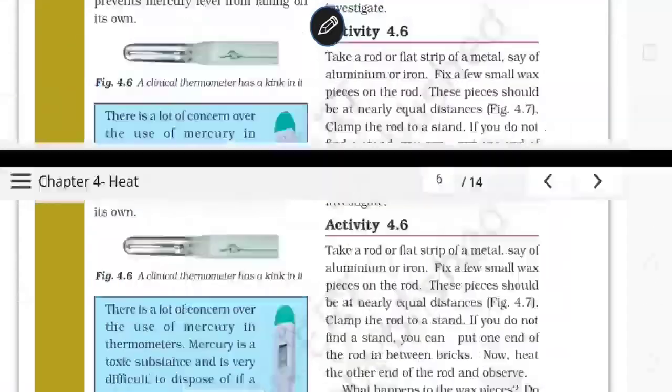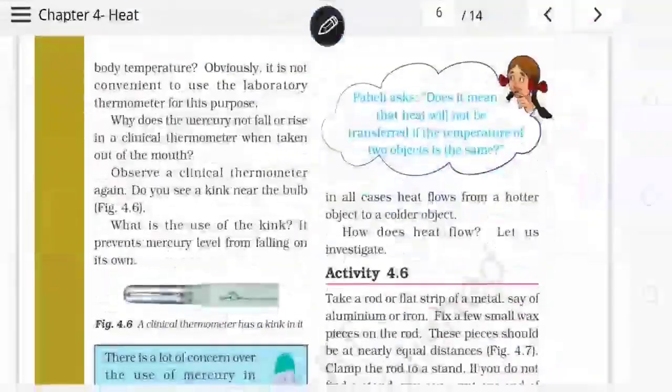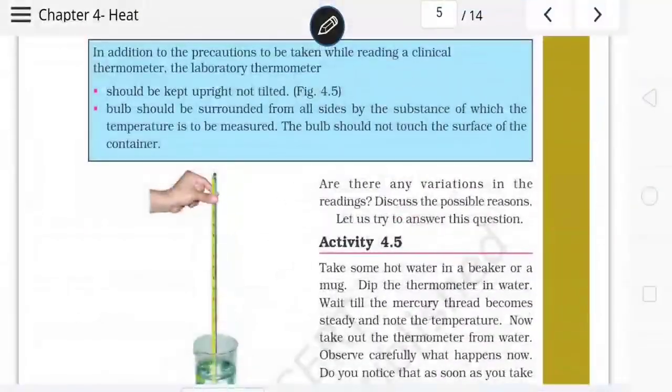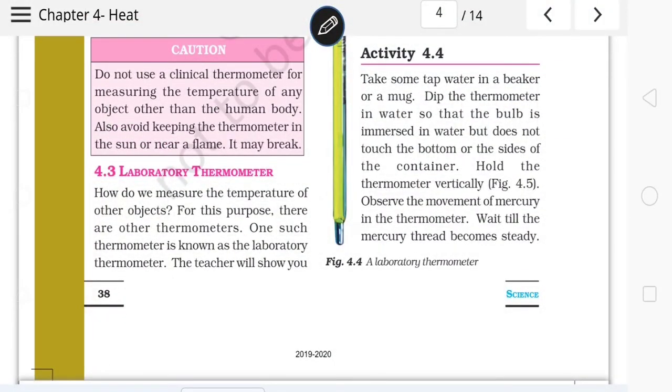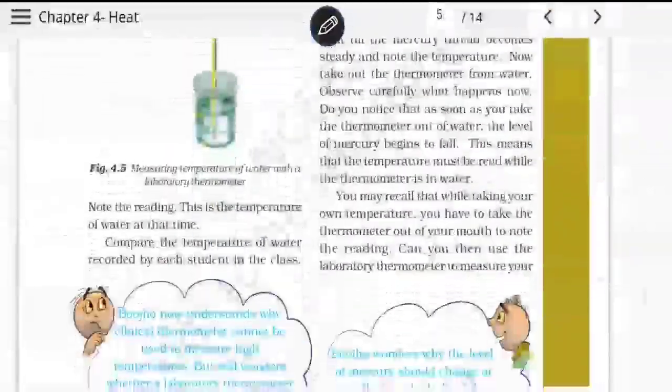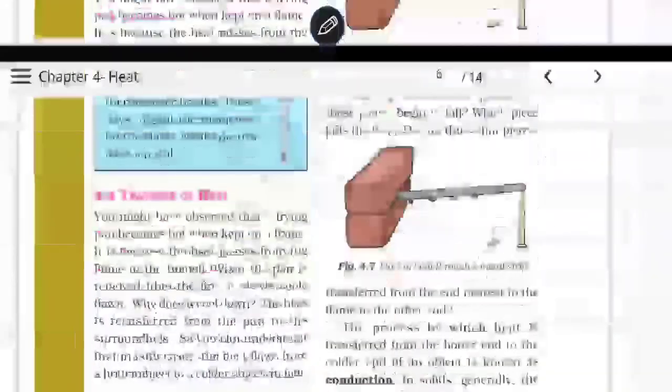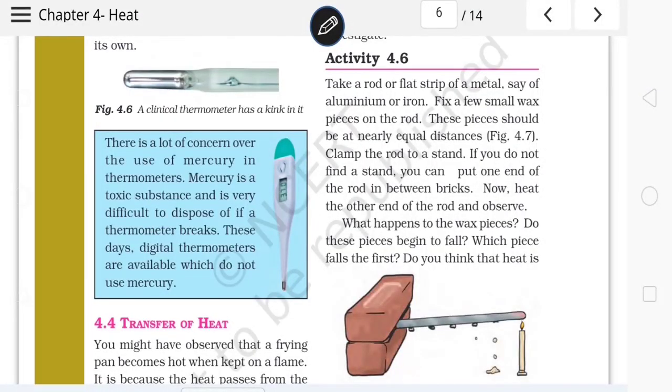Okay, so today we have discussed the laboratory thermometer, and also we have done a quick revision of the clinical thermometer. In the next video we shall continue with the next topic, that is transfer of heat.